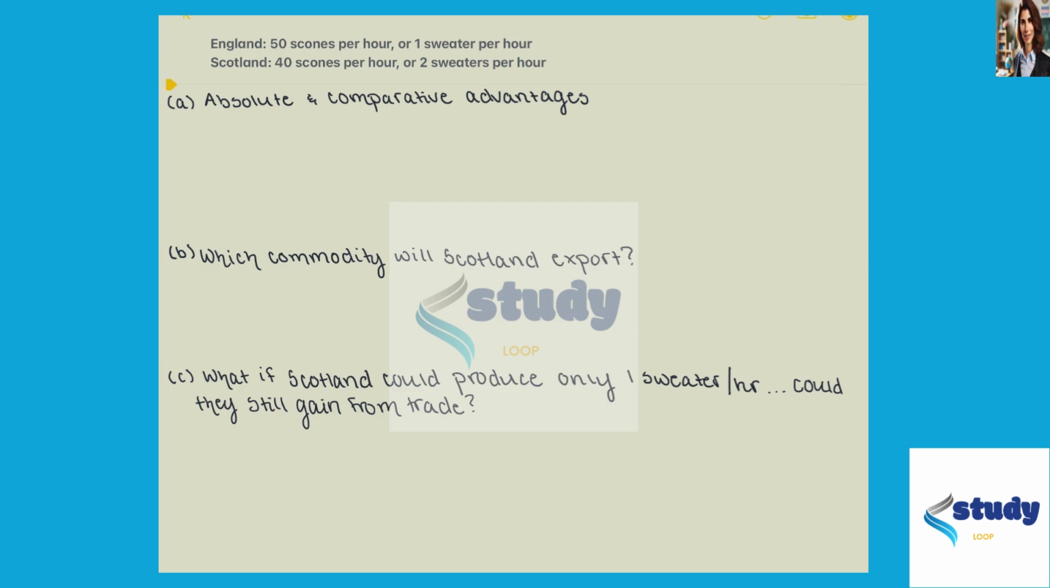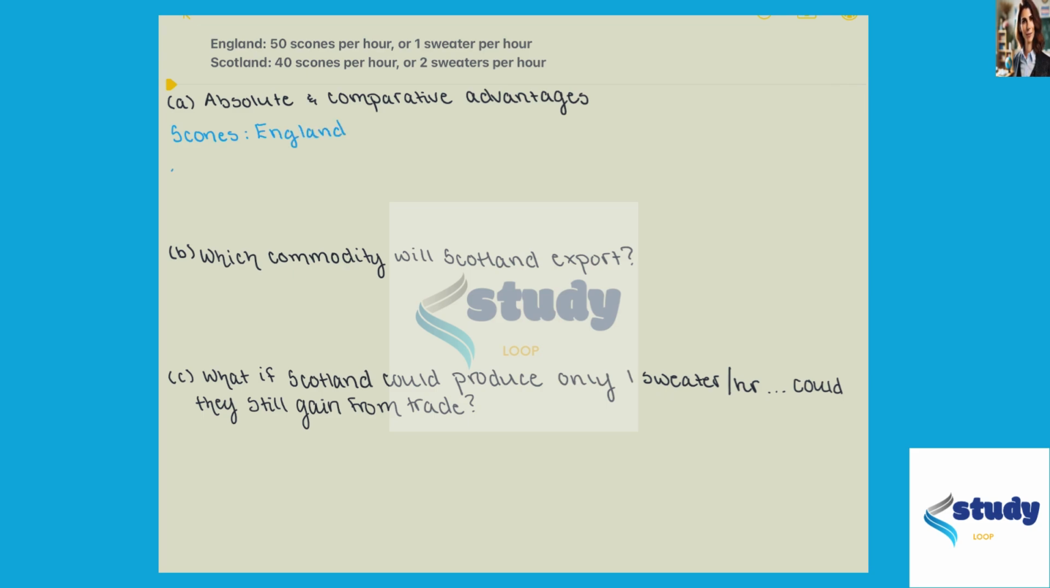So let's start with the absolute advantage because that one's pretty straightforward. The absolute advantage really just asks us who is more efficient at producing the goods. So who can produce more goods per hour? Let's look at scones. Comparing scones to start, we see that England can produce 50 scones per hour and Scotland can only produce 40 scones per hour. So that tells us that England has this absolute advantage in producing scones just simply because they can produce more in a shorter amount of time.